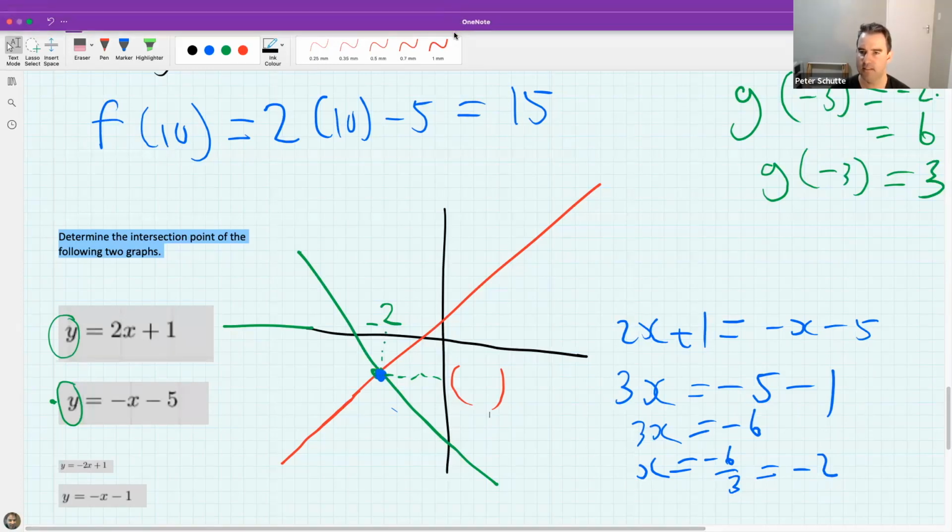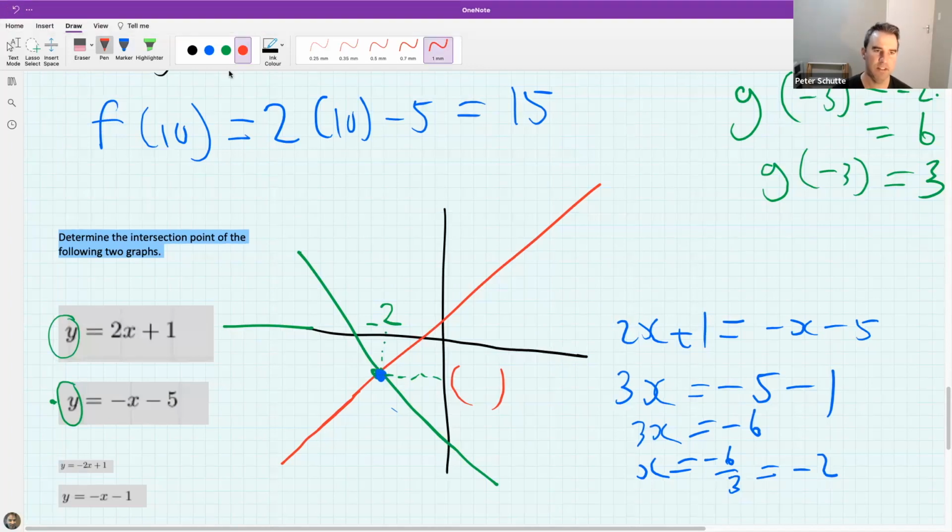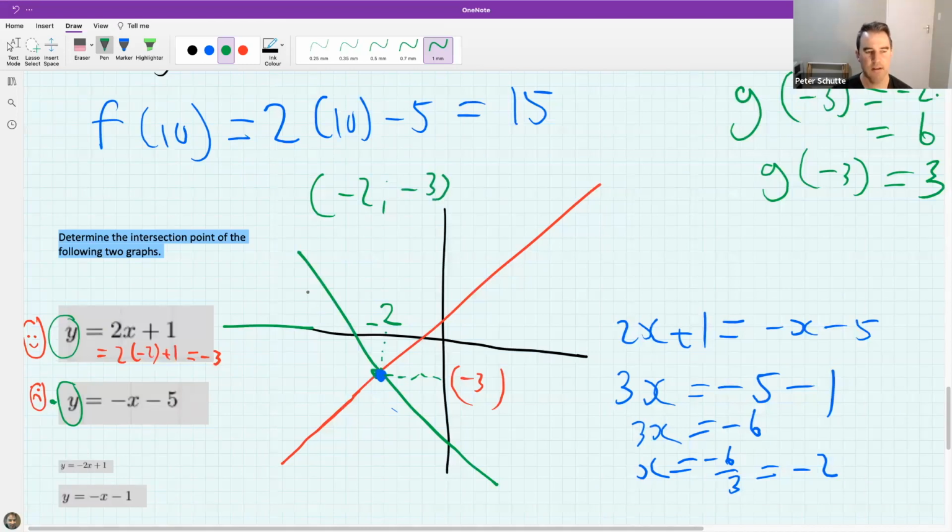So Levo has said sub x into one of the functions, and I think the best thing to do is to sub it into the easiest function. And this one looks less easy than that one. That one looks a bit easier. So I'm going to sub it into this easy looking one. And I get -4 + 1, I get -3. And so my intersection point is going to be -2, -3.